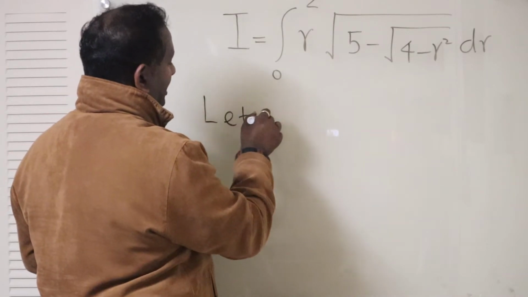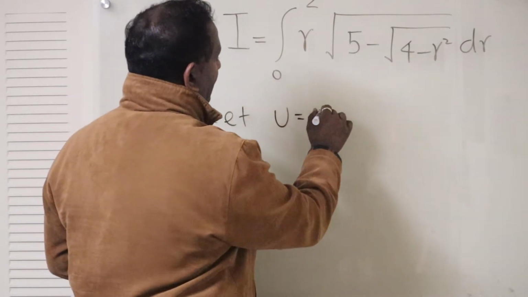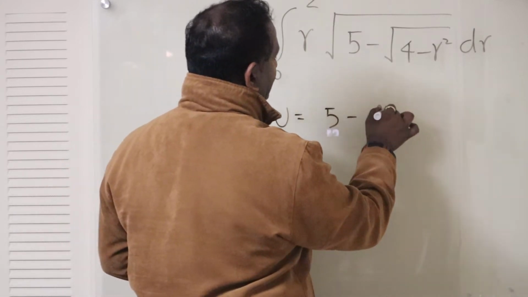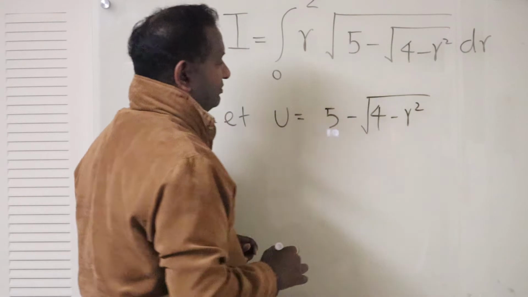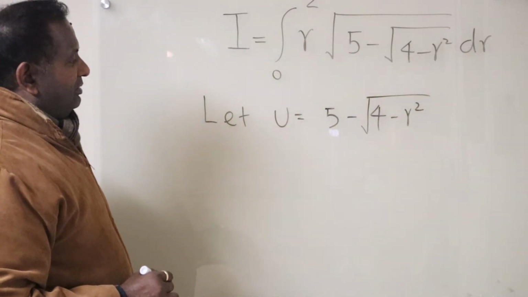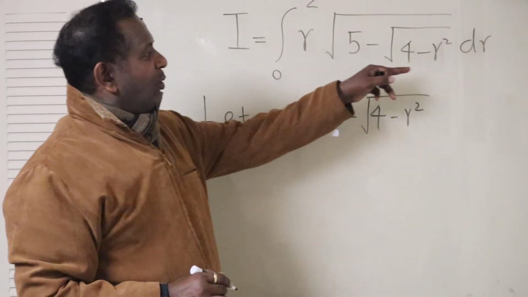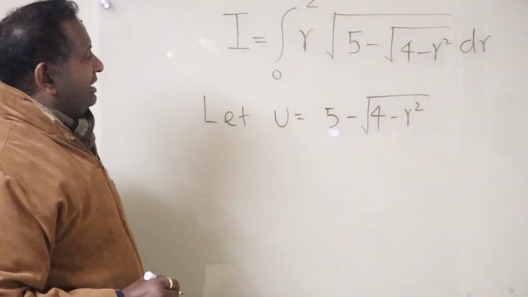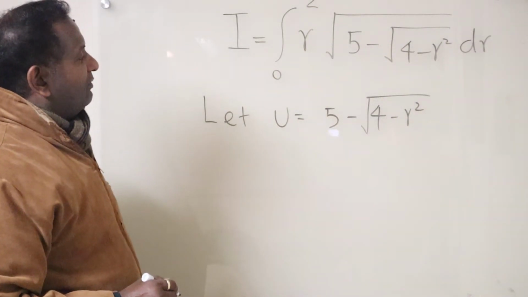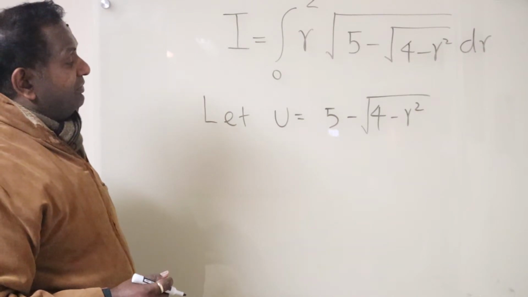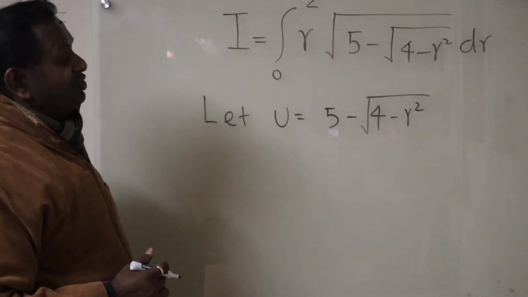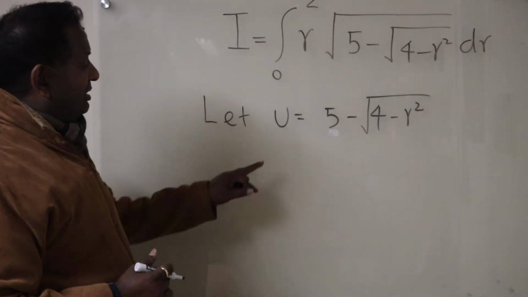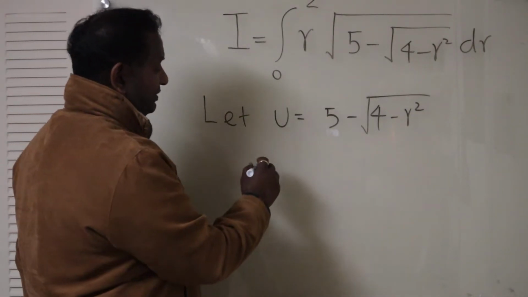I'm going to let u equal 5 minus the square root of 4 minus r squared. So this is the substitution. I'm going to take the whole thing, thinking that the rest can be taken care of. Change of variables, or substitution, or you can say using differentials. Then we're going to take the differentials on both sides.